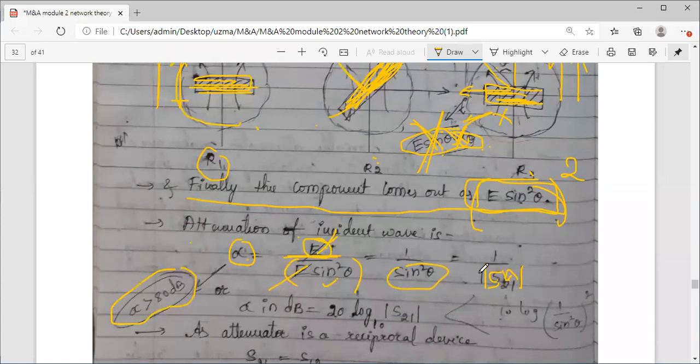If you want to represent this in dB, alpha in dB is equal to 1 divided by S21. In terms of log, it is actually 10 log of this value square, because I'm talking in terms of power. If you take this 2 to the other side, it will become 20. So it is 20 log of S21.